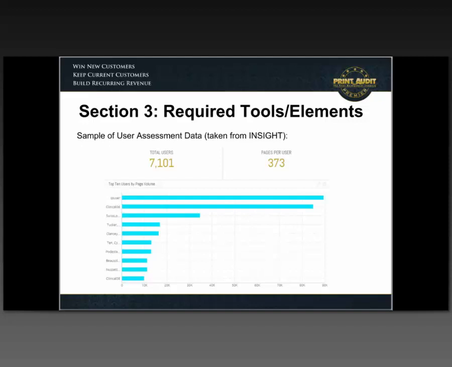What it does is run a dashboard view of user print behavior in the environment. So you can see from this example, taken right out of the reporting engine, that in this particular assessment there are 7,100 users, and each user on average is printing about 373 pages for the 30-day period. It also lists the top 10 users, so we can start looking at who the big print abusers are, the people printing the most volume within that account, so we can really focus on their workflow and help them out.